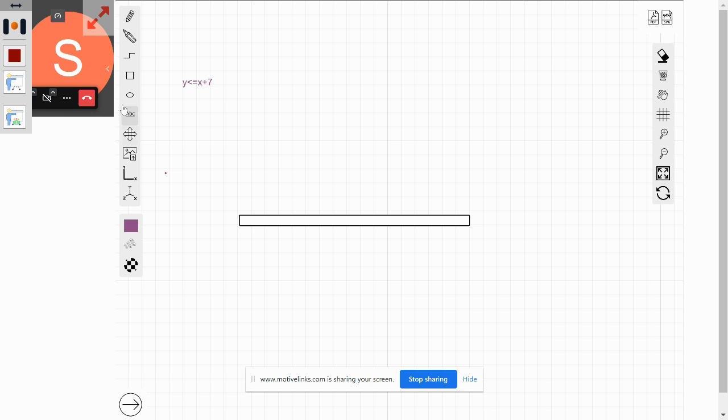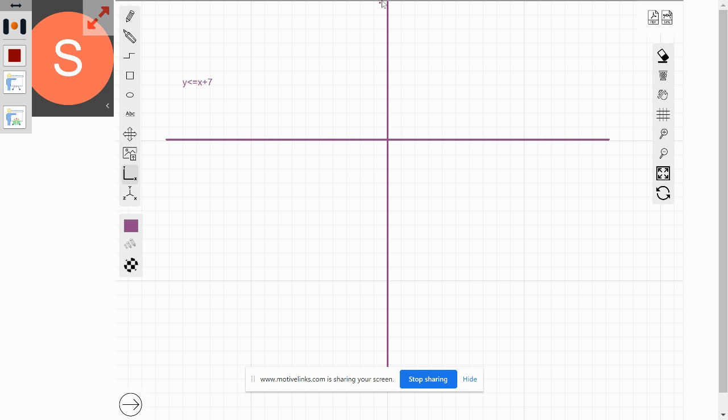Now, we have a coordinate plane right here. We're gonna graph this as y equals x plus 7, slope-intercept form. We're just gonna graph a simple line. So slope would be 1 and intercept would be 7. 1, 2, 3, 4, 5, 6, 7. Okay, we're good. That's our simple little line.